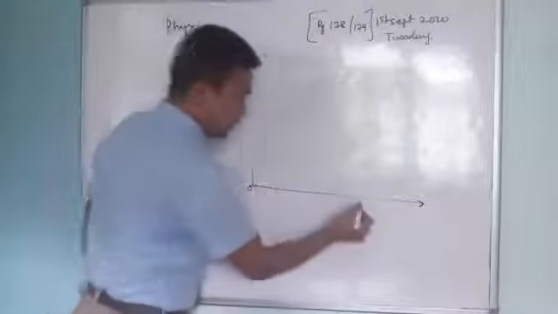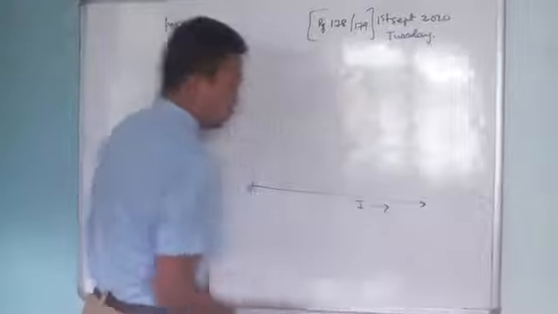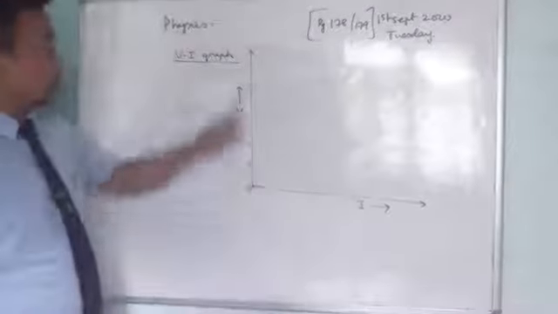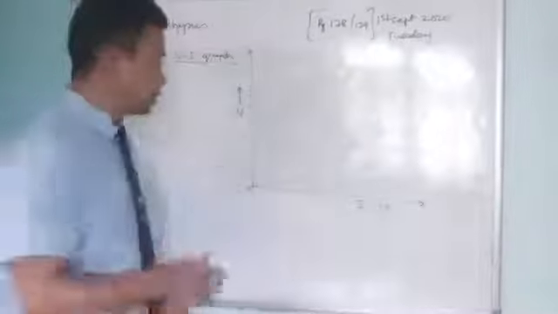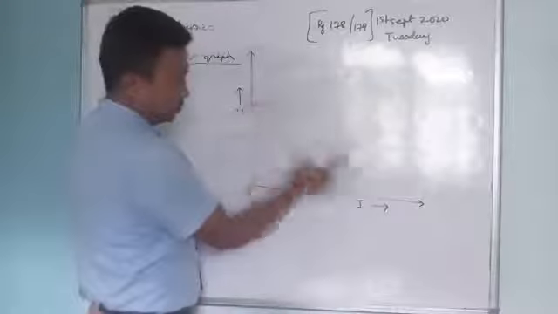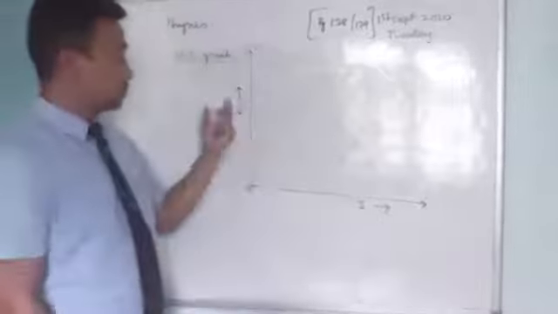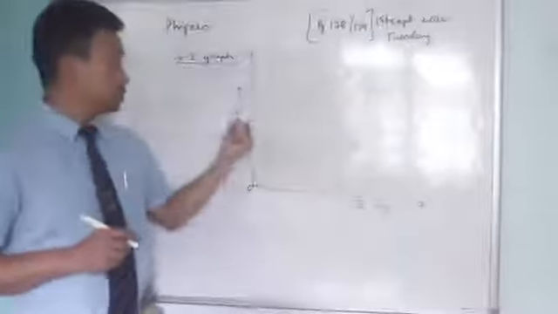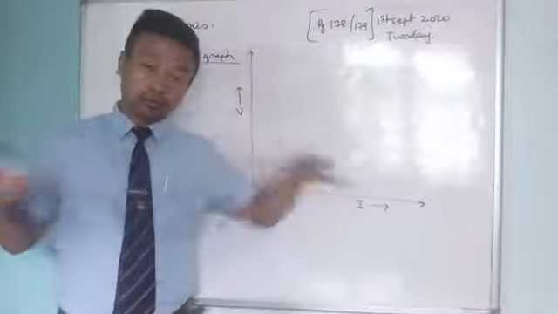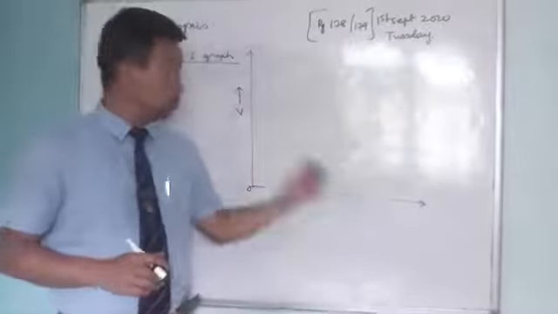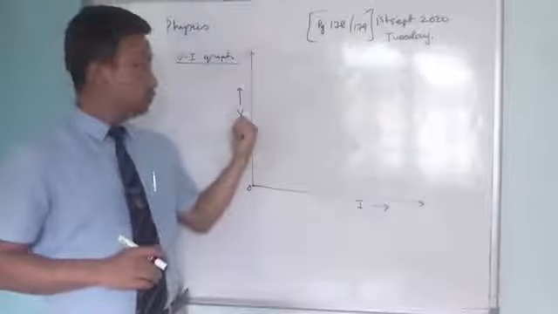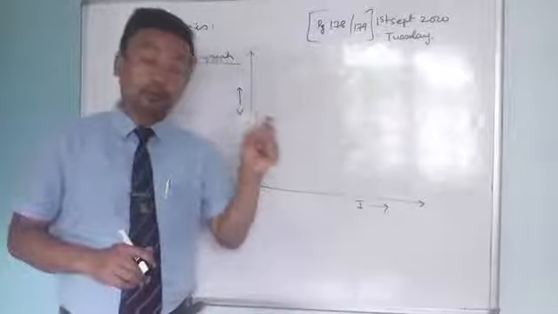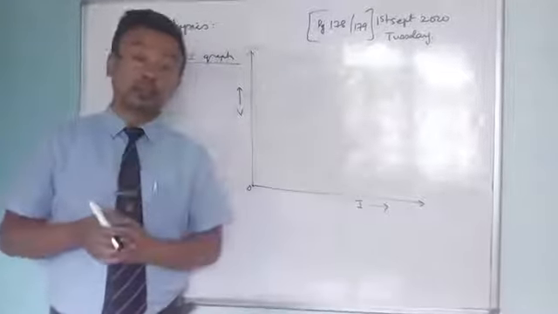This is the origin, and we have the current I along the x-axis and the potential difference V along the y-axis. For any value of V, there will be a corresponding value of I. When you do this experiment, you take one value of V and it gives a corresponding reading I in a device which measures the current, and that device is called the ammeter.